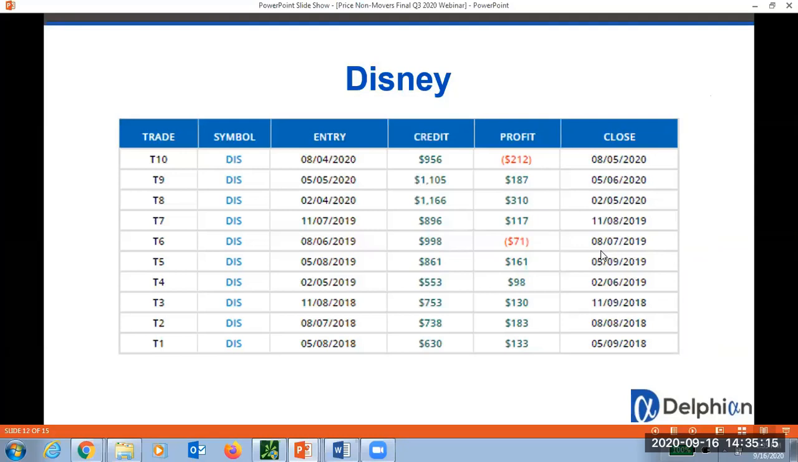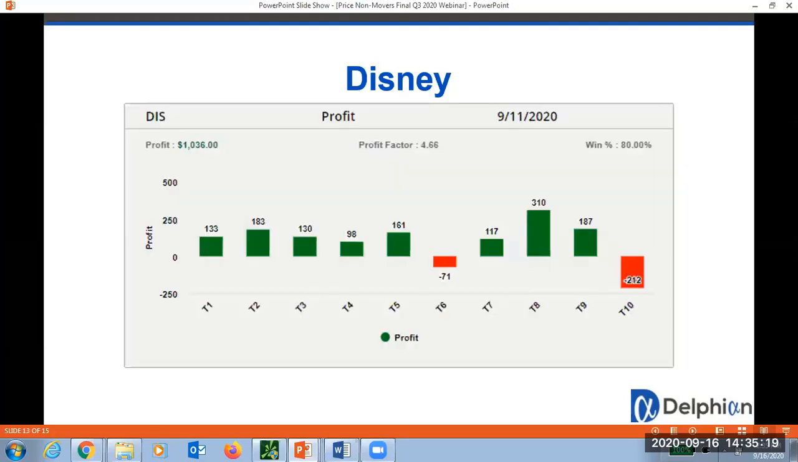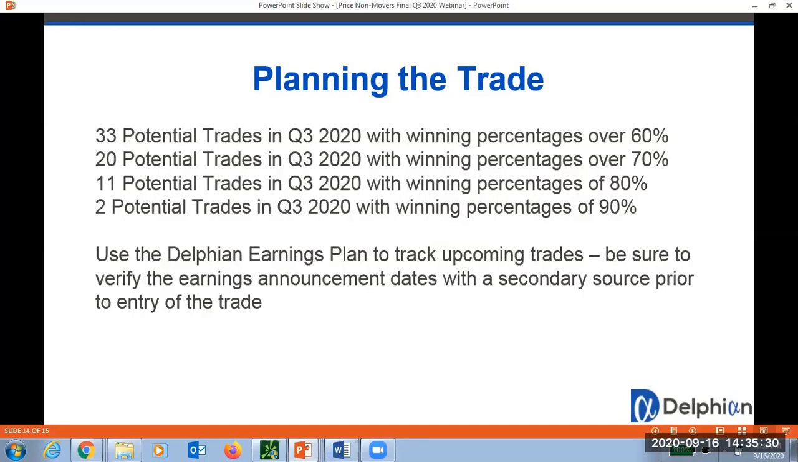And then you can see all the different values based on doing the long straddle. Here's our win percentage, 80% for Disney using this strategy, 4.66 profit factor with a profit of over $1,000. And similar to what Josh had earlier, there's not a huge amount of candidates on the non-mover list. You're really looking for a small group of stocks that move less than 5% in either direction after earnings. So you can see 33 potential trades for the Q3 project.